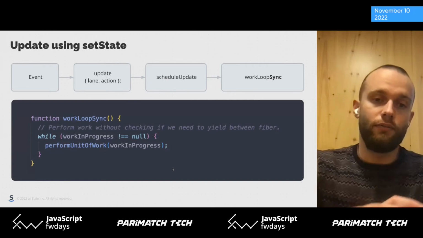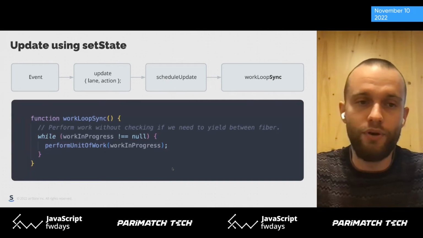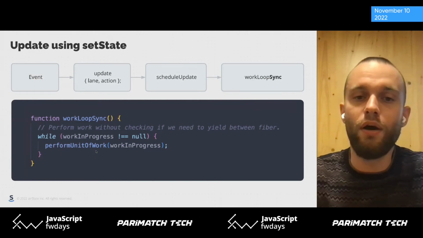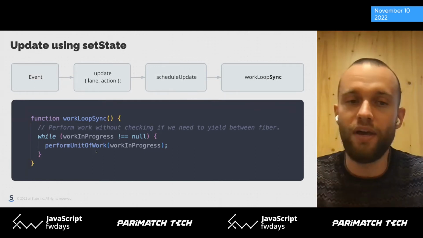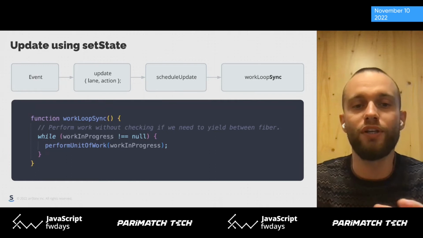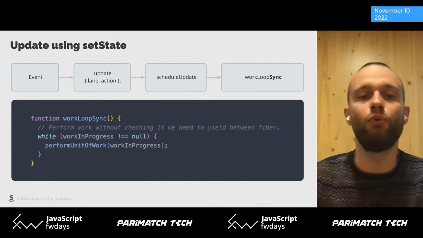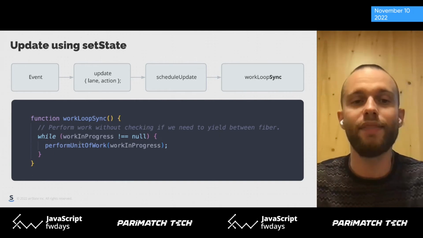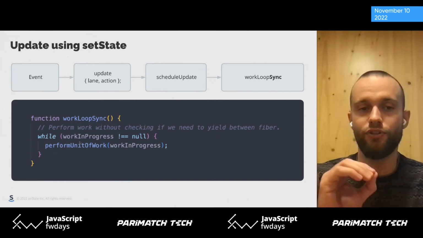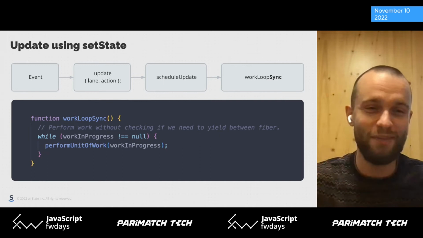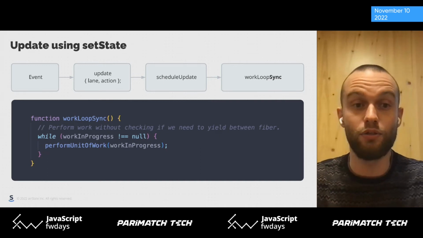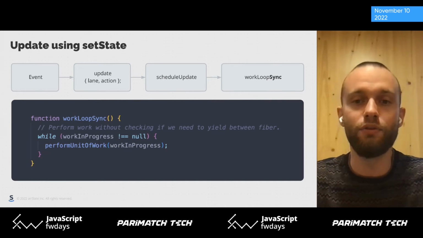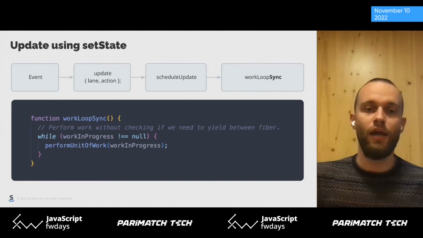This code is completely copy-pasted from the React library, and it performs work without checking if we need to yield between fibers. So while we have work in progress, we perform unit of work on this work in progress. Work in progress in this case is not the whole React fiber tree, it's just one particular tiny fiber. So we traverse without yielding to the browser, so it's synchronous.